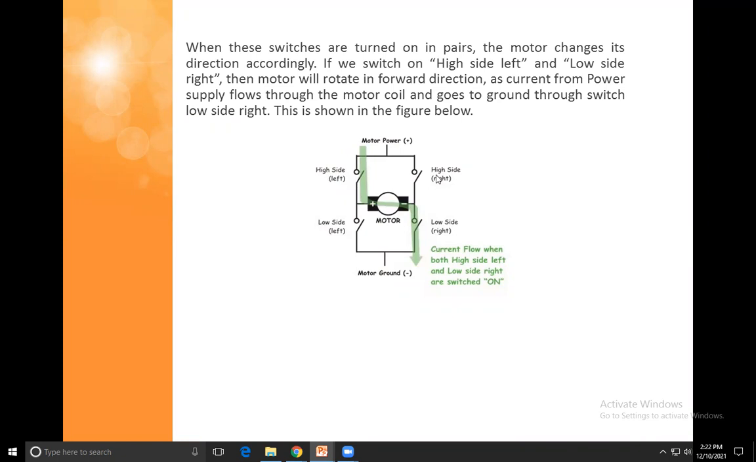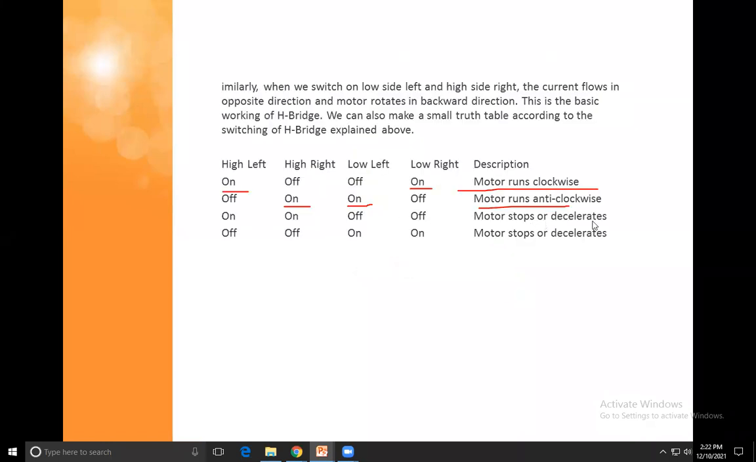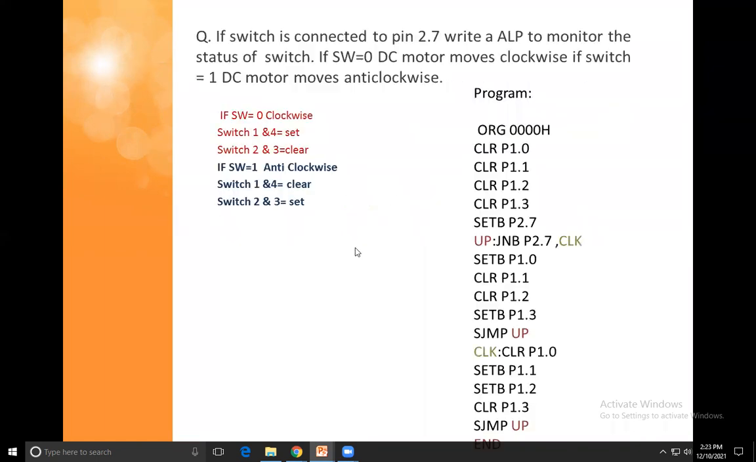So when these two are on, meaning the higher side left and higher side right are on, the motor is switched off, meaning it stops. You can say it decelerates, or there is no movement of the motor. If both lower left and lower right are on, then the motor stops again.